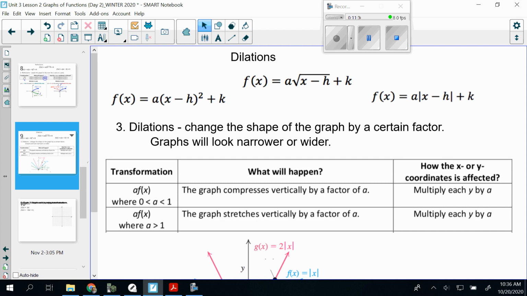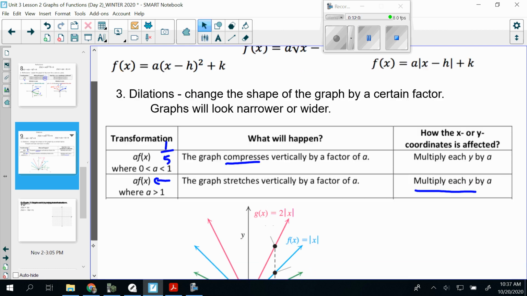Dilations, that's going to make it narrower or wider. So if you are multiplying a whole number to your function, that's going to stretch it vertically by whatever that number is, because you're multiplying each of the y values by that number. If the number is between 0 and 1, meaning it's a fraction such as 1/5, that's really like dividing by 5. So that's going to compress it vertically by that number.